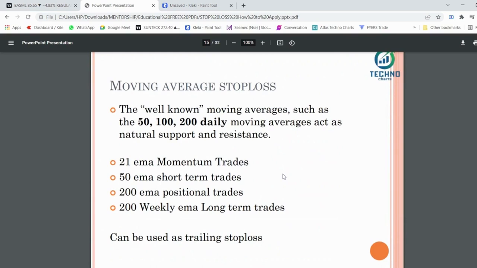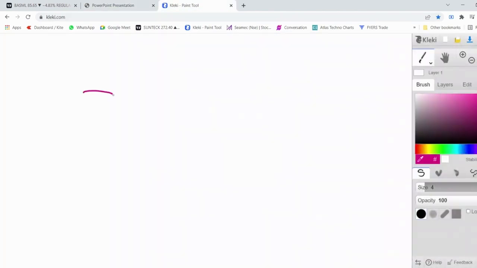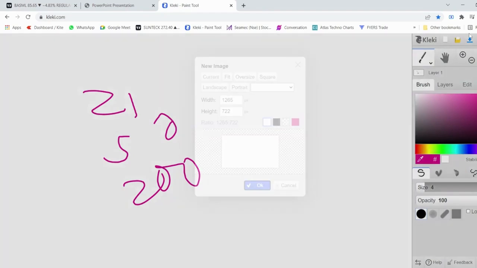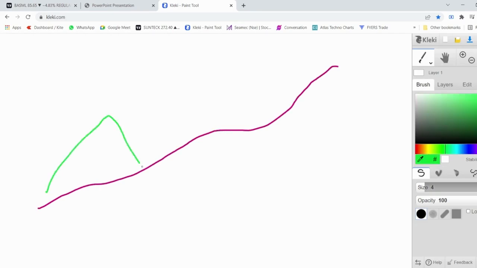So the third method that we are going to look at is moving averages. Now these are the well known moving averages: 50, 100, 200, and 21. These moving averages, 21 EMA, 50 EMA, 200 EMA, are some of the most common moving averages used by institutionals to identify the value zone of a stock. A trending stock will generally move above the 21 EMA all the time and take support every time on the 21 EMA. In that case, you have to keep the stop loss below the 21 EMA.